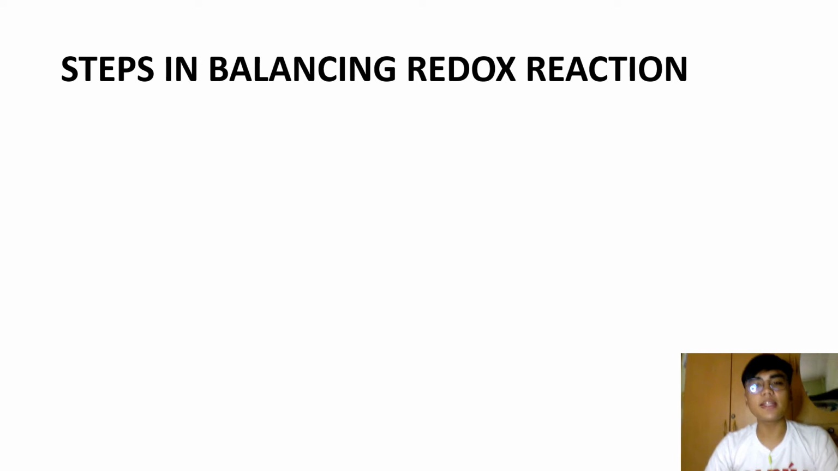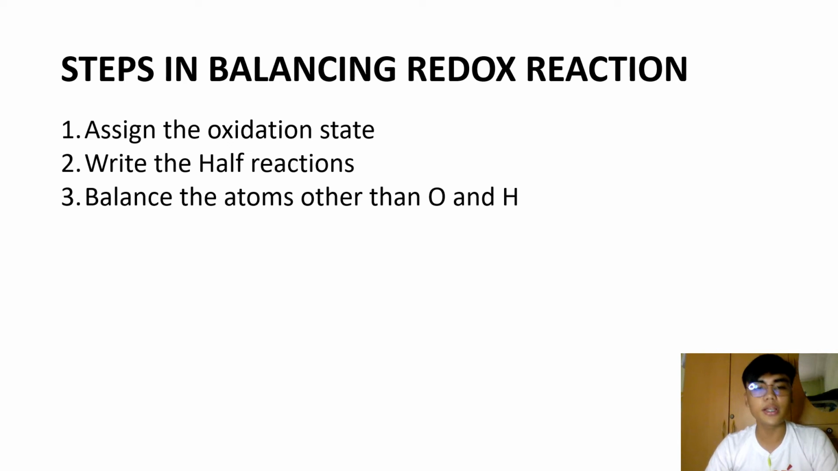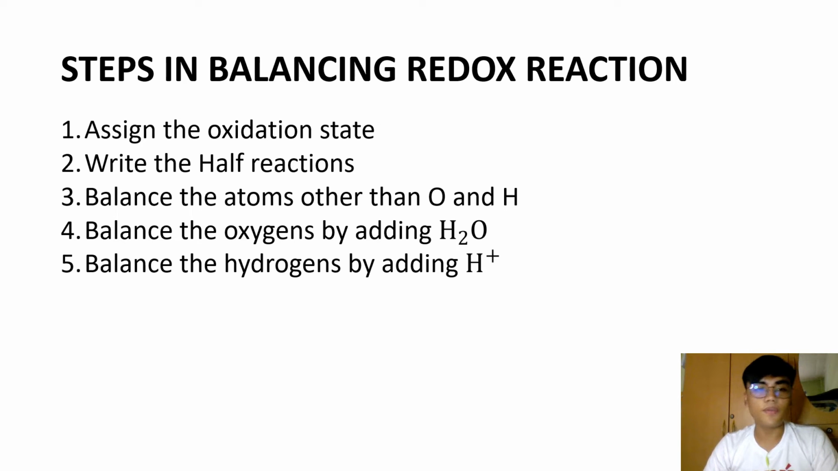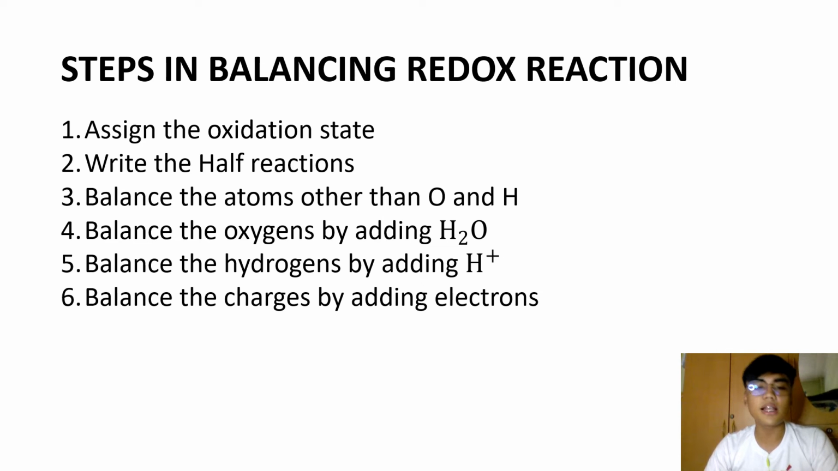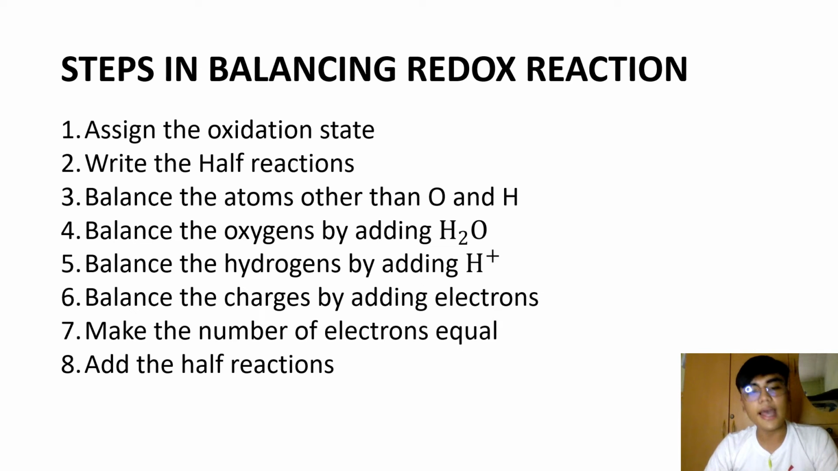So the steps in balancing redox reaction: first, assign the oxidation state. Second, write the half reaction. Third, balance the atoms other than oxygen and hydrogen. Fourth, balance the oxygens by adding water molecule or H2O. 5. Balance hydrogens by adding H+. 6. Balance the charges by adding electrons. 7. Make the number of electrons equal. And lastly, add the half reaction.